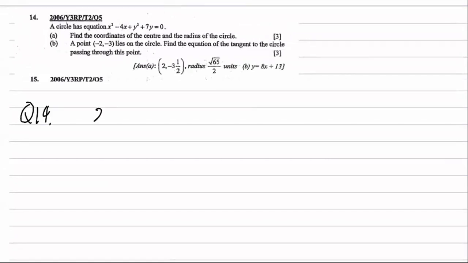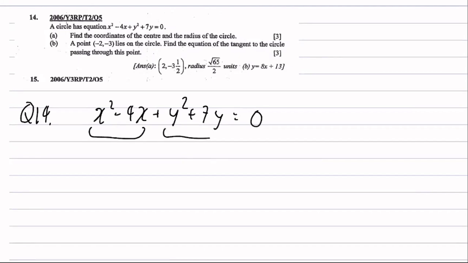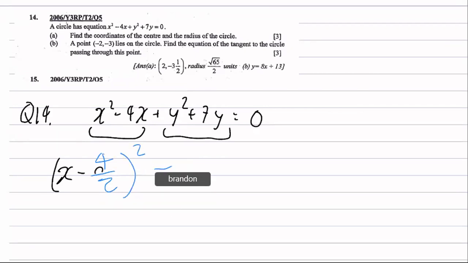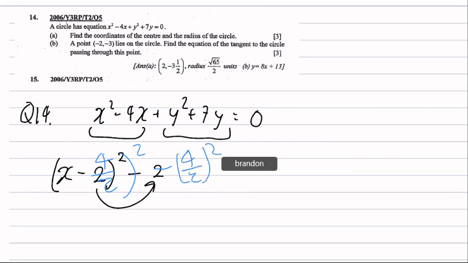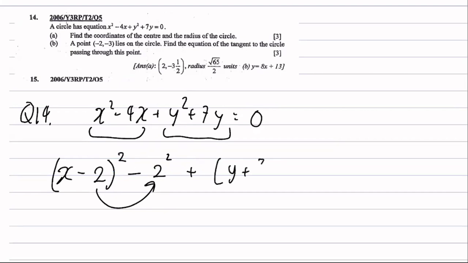Now you got a circle equation, x squared minus 4x plus y squared plus 7y equals 0. Find the coordinates of center and radius of circle. I think you know by now, complete the square, right? Yeah, you see minus, you copy down minus. You see 4, you don't write 4. Divide by 2. Or simplify straight away, 2. Bracket square, then minus away, same number. 2 square. Yeah, then plus, next one is y plus 7 over 2 bracket square, then minus away, 7 over 2. Good, equals 0.